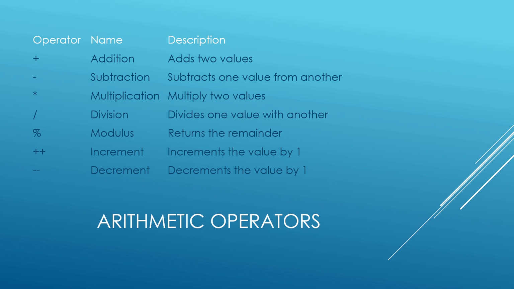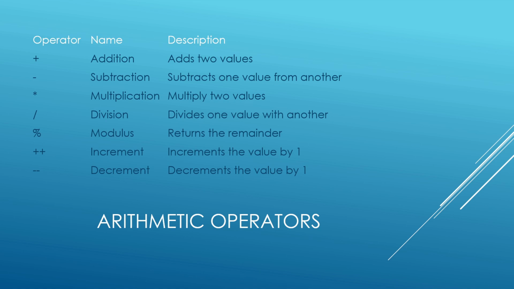So as the name suggests, plus adds two values, minus subtracts one value from another. Star is used for multiplication, not the into sign. It multiplies two values. Slash is for division, divides one value with another. And percentage sign, it's the modulus operator, that means it returns the remainder. And plus plus, it increments the value by 1. Minus minus, it decrements the value by 1.